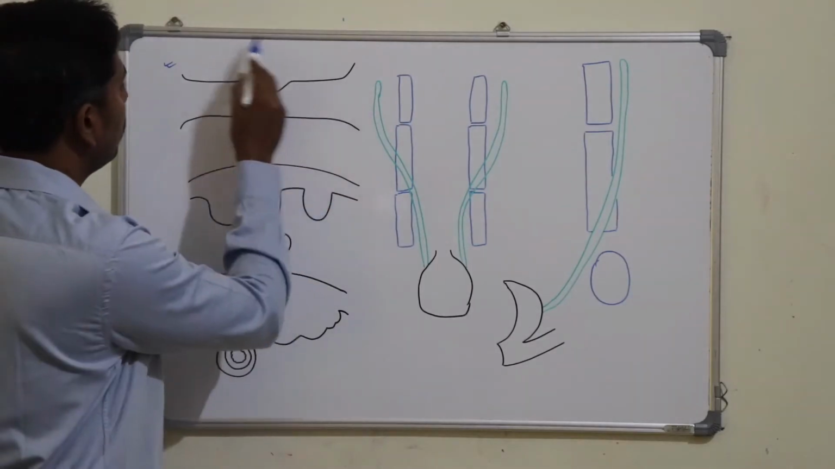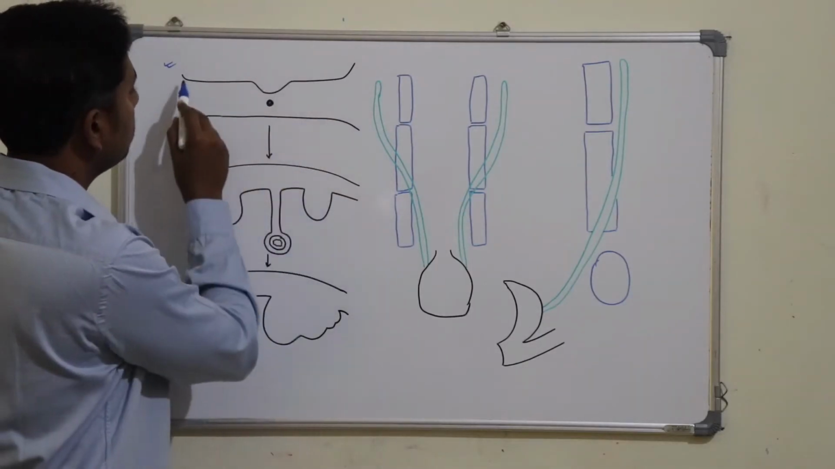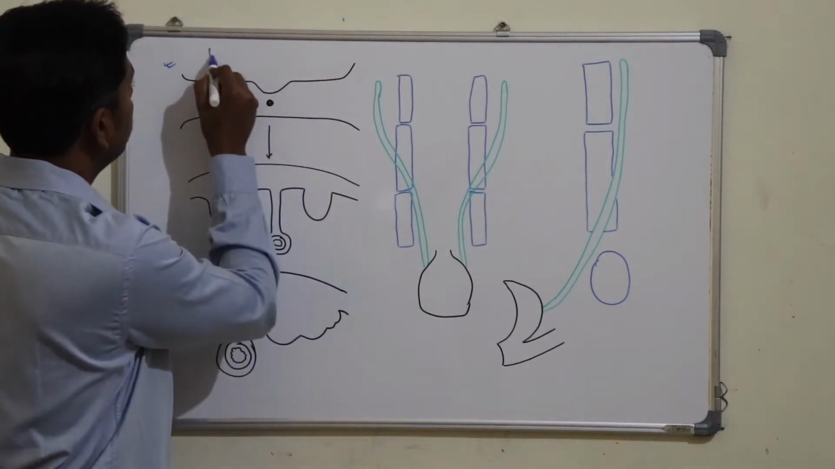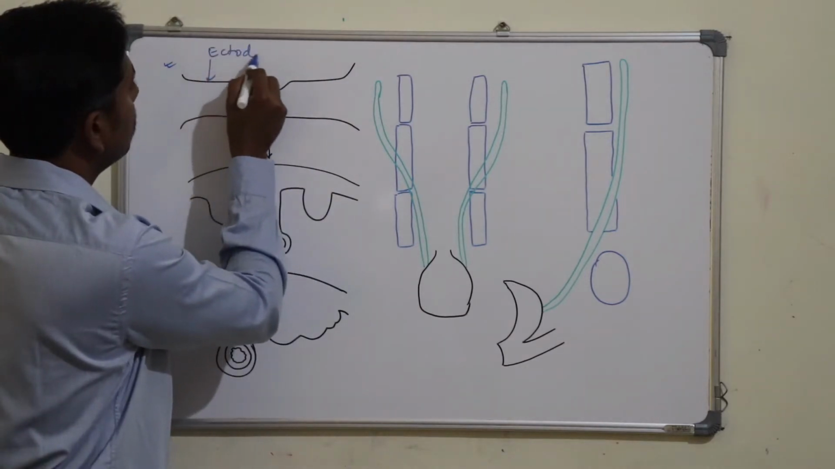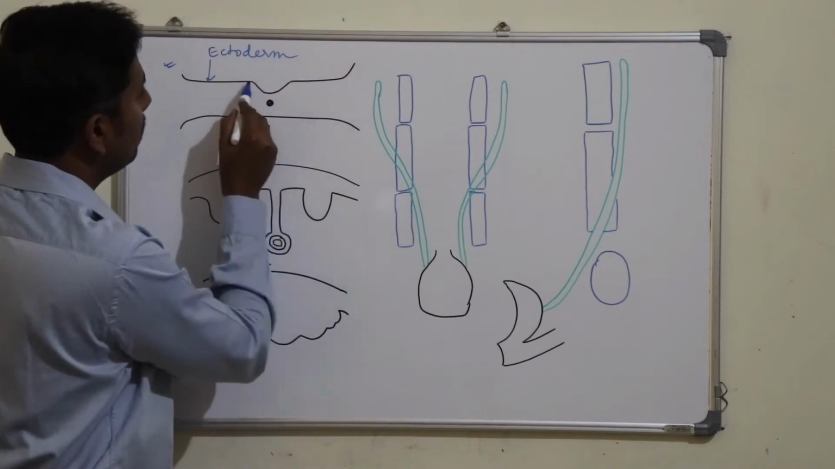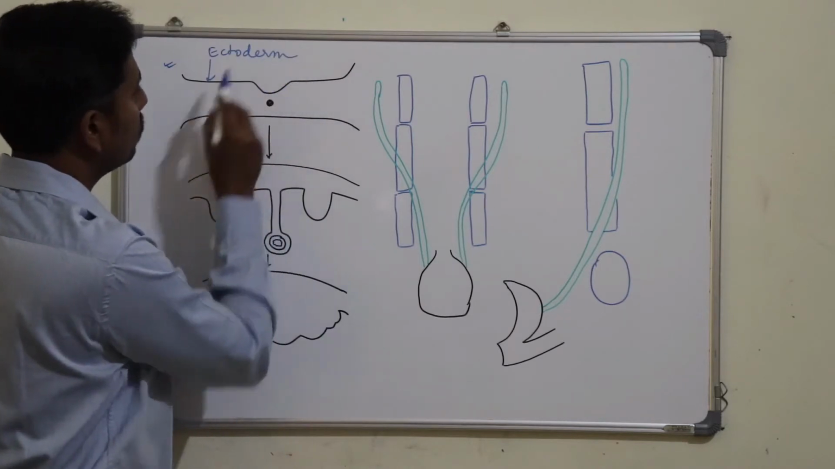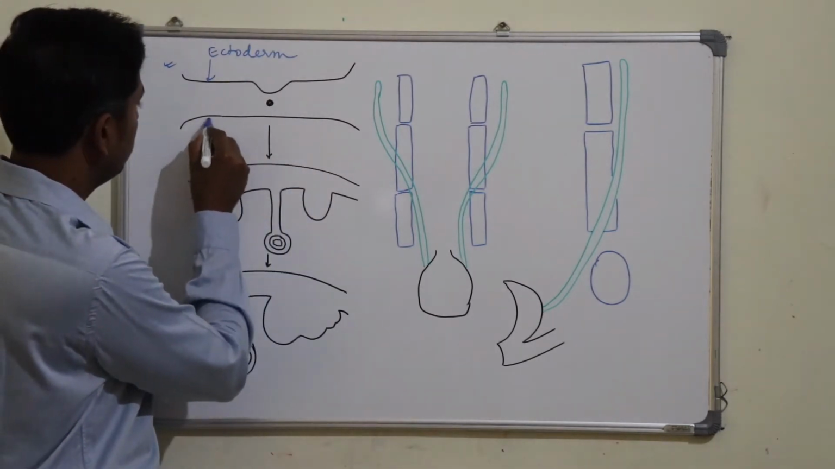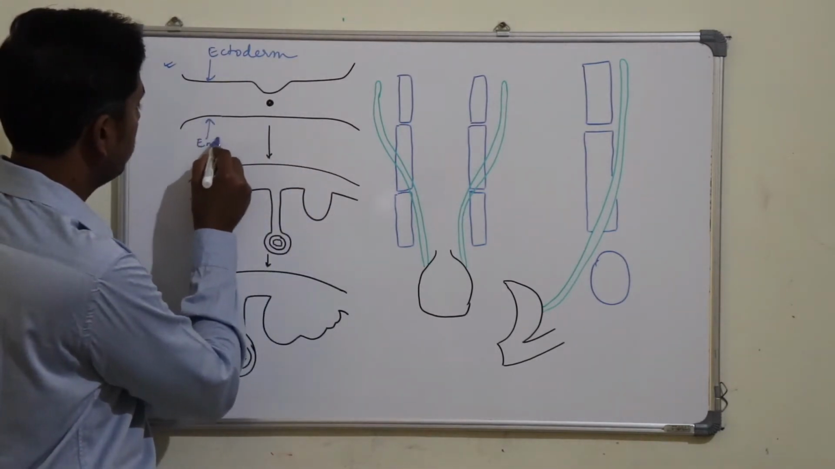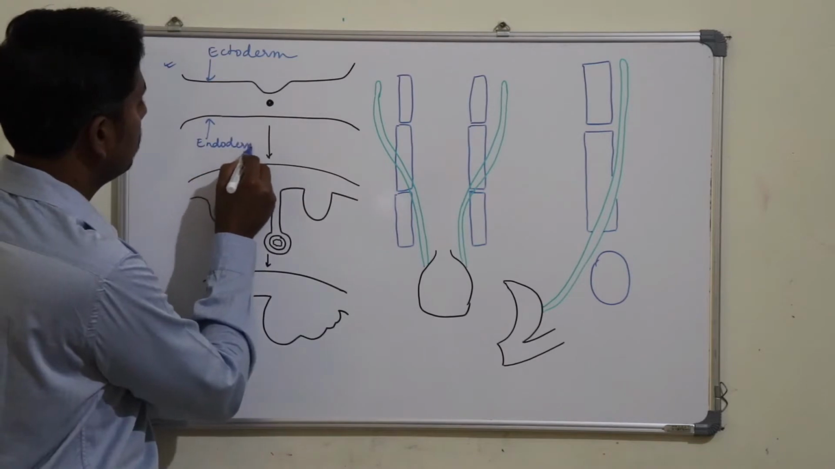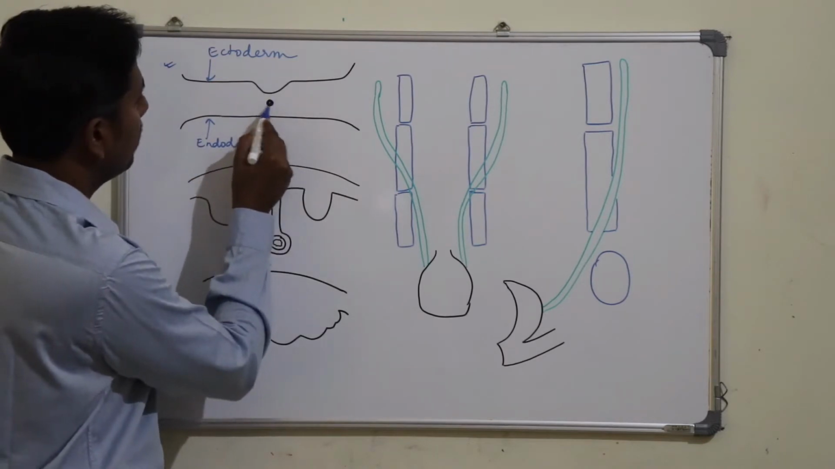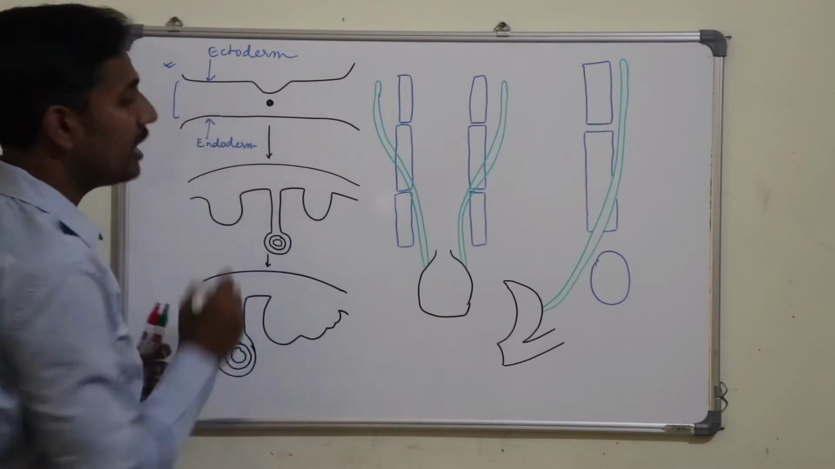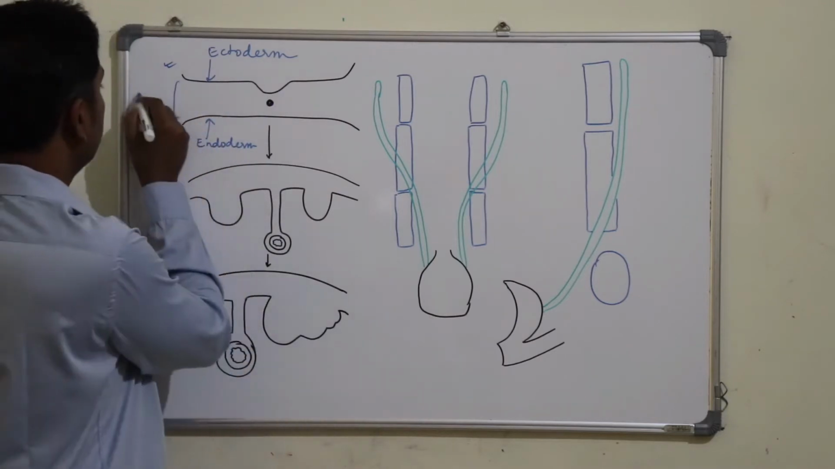This is the cut section of the embryo. This is the uppermost ectoderm. This is the formation of the neural groove in the ectoderm. This is the underlying endoderm. This is the notochord, and between the ectoderm and the endoderm lies the intraembryonic mesoderm.